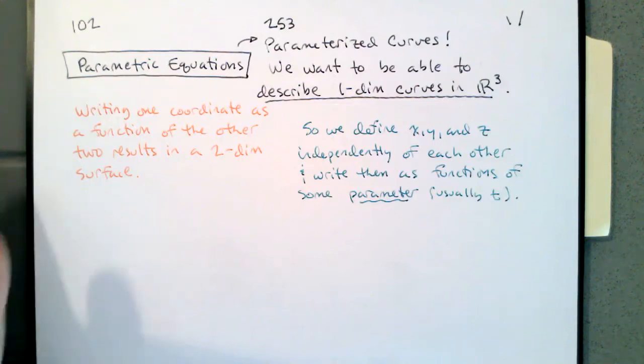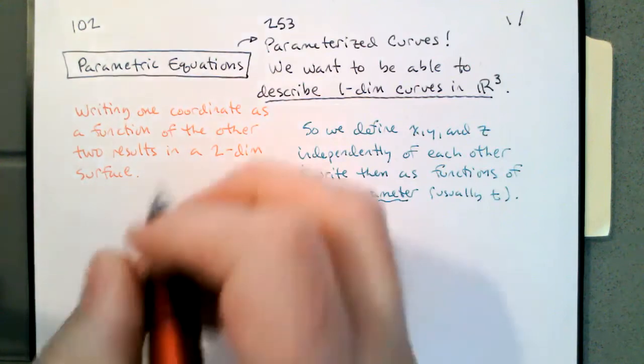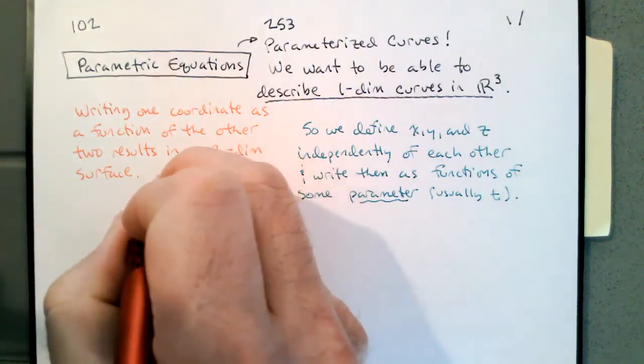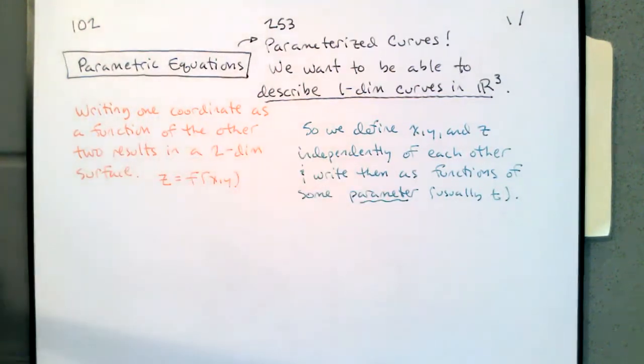And that was convenient because if we write one coordinate as a function of the other two, for example, z equals f of xy, that frames things in terms of functions, which we like. We always start with the simplest case where one coordinate is a function of the others. And that produced a two-dimensional surface in R3.